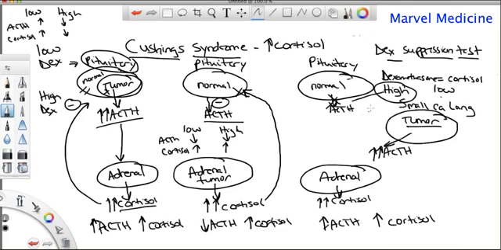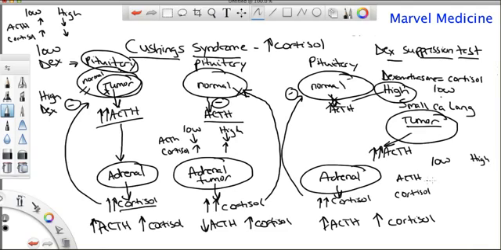Okay, makes sense? Now let's go to the third patient here who has the ectopic ACTH from the tumor, the small cell lung cancer releasing ACTH. Now remember, in this patient, what was going on? The tumor is releasing ACTH, going to the adrenal, releasing cortisol, okay? And the pituitary gland is basically being inhibited by negative feedback, and it's not really releasing anything. All the ACTH is coming from the tumor.